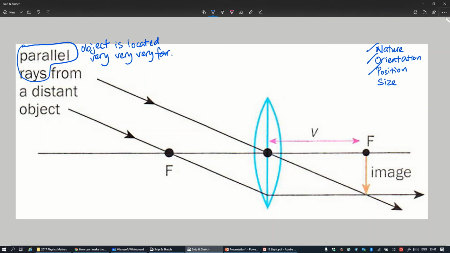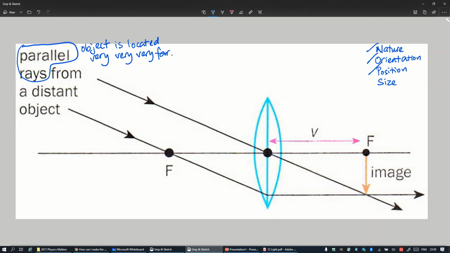And how about the size? Size may be a little bit challenging to see, but because the object is located very, very far away, it's very difficult to illustrate in the diagram here. But try to picture this: the object has to be located so far that by the time the rays come to the lens, it's almost parallel. In fact, it can be considered parallel. So that means the object has to be very, very, very big.